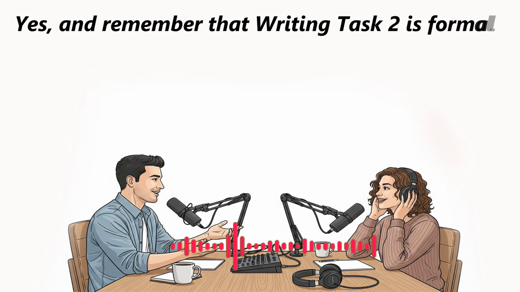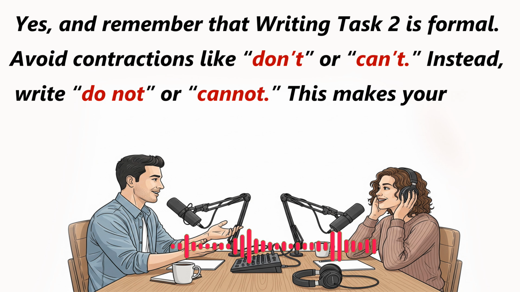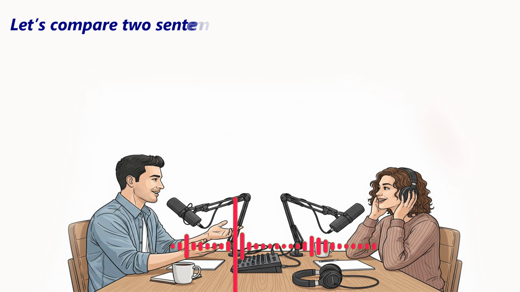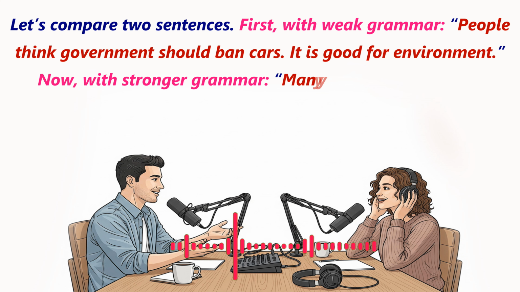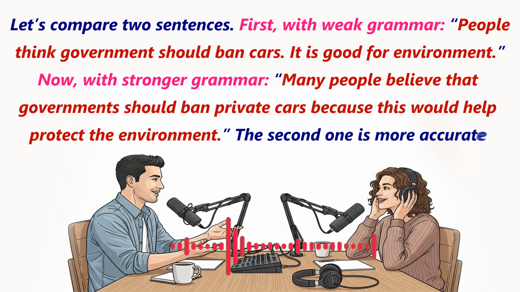Yes, and remember that writing task 2 is formal. Avoid contractions like don't or can't. Instead, write do not or cannot. This makes your essay more professional. Let's compare two sentences. First, with weak grammar, people think government should ban cars. It is good for environment. Now, with stronger grammar, many people believe that governments should ban private cars because this would help protect the environment. The second one is more accurate and academic.